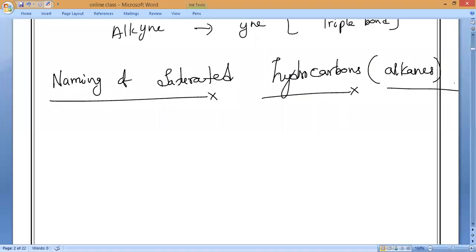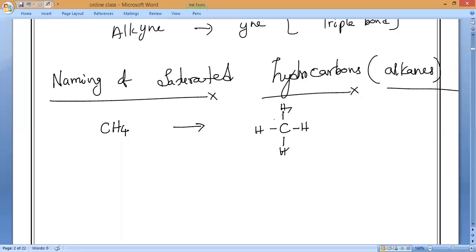Okay, so let's start now. As we know, the IUPAC names of some saturated hydrocarbons. What is the first, smallest hydrocarbon? Methane. We know its formula, CH4. Can anybody tell me the structure? If we draw the structure, are they all single bonds or double bonds? Single bonds are present.